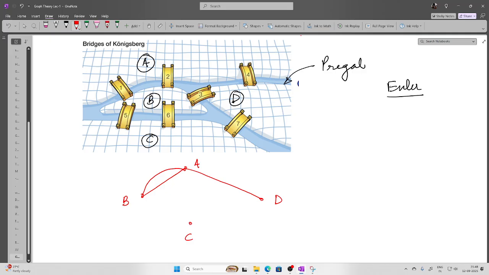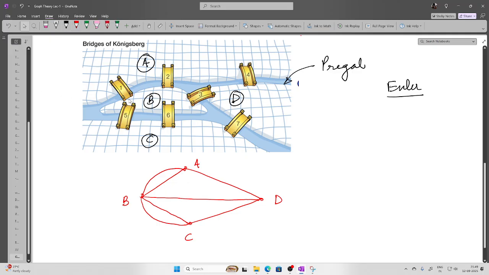And then comes D and C. So again one bridge, so he connected them. And then comes B and C. Two bridges are there, 5 and 6. So he connected them with two edges. And then finally, B and D, they are having one bridge, that is 3. So he connected and then tried to solve this. This was the genius of Euler, who first tried to understand this particular problem and gave the solution that this can't happen.